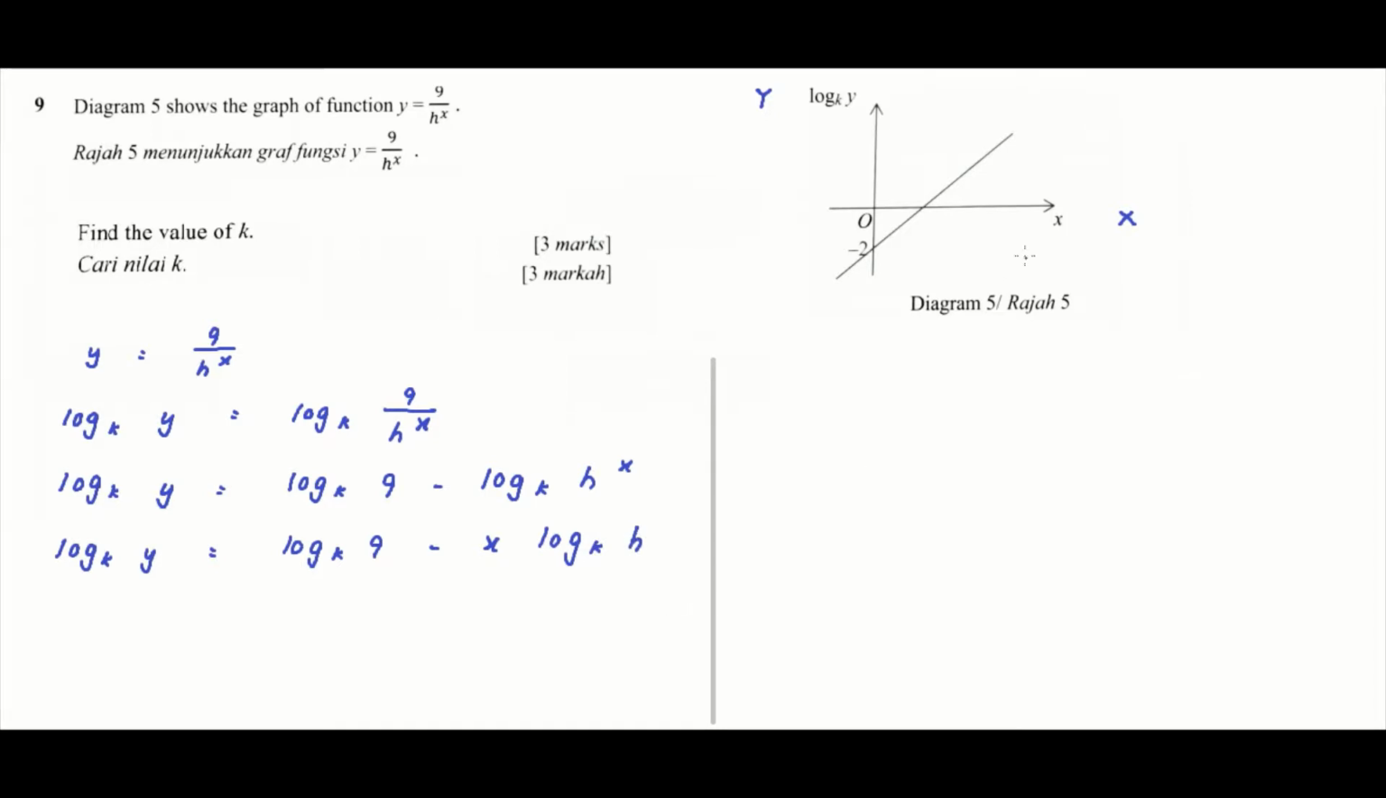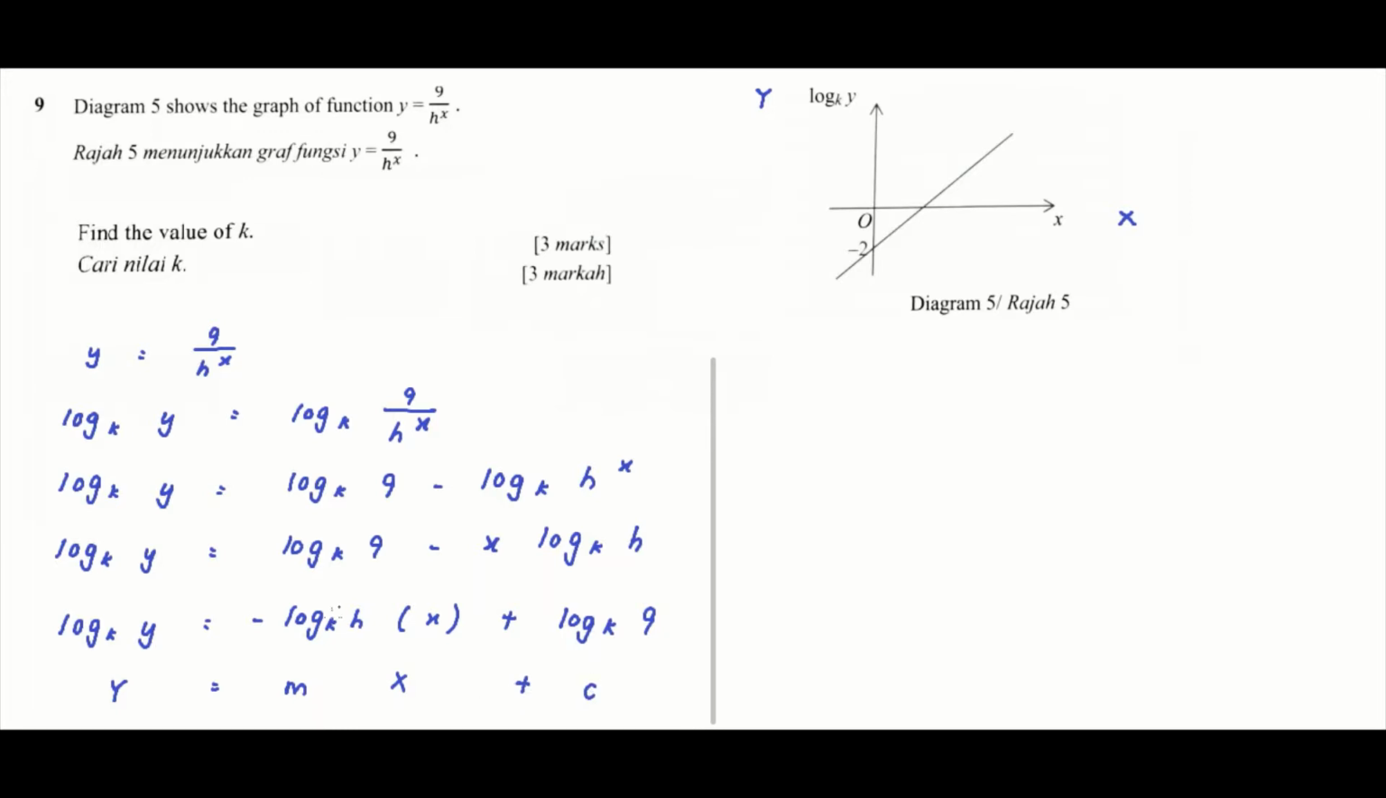From here, you'll be able to see that my new x is actually x. This is the part which is supposed to be my x term in y equals to mx plus c, so this is eventually going to be my m, my gradient. Let us just rearrange the equation. So it will be equal to negative log k of h, then this is my x, then plus log k of 9. Alright, now it's in the form of y equal to mx plus c.